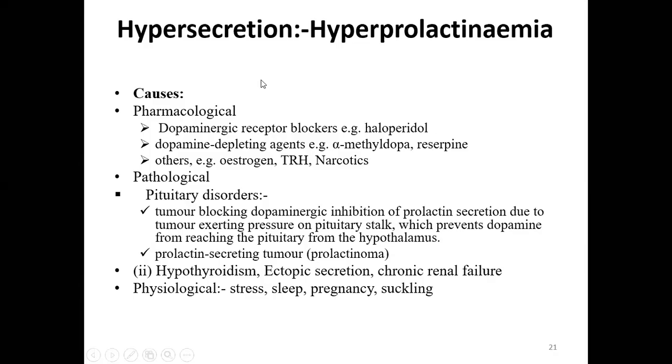Okay, good. So we'll be looking at hyperprolactinemia. When you talk about hyperprolactinemia, what we mean is that you have a lot of prolactin in your blood. Now, before I even come to the causes, let's look at the clinical features.